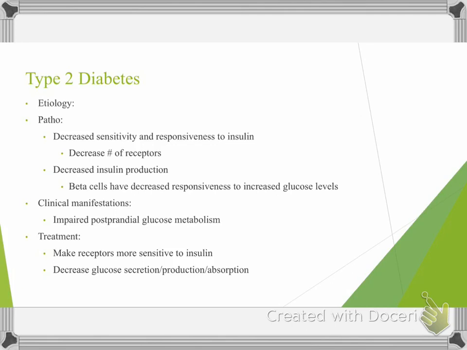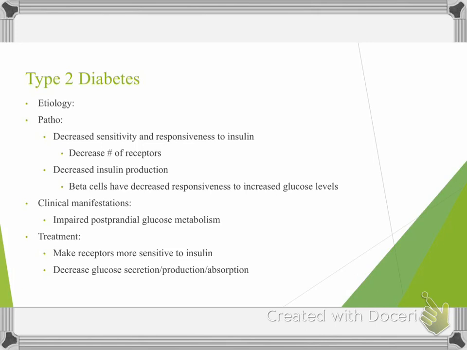Type 2 diabetes etiology, they're unsure, but there is an increased risk with obesity and with a family history. The pathophysiology, you have decreased sensitivity and responsiveness to the insulin, which leads to a decreased number of receptors. Because of the decreased responsiveness, the body thinks it doesn't need the receptors since they aren't being used. So this increases the amount of insulin hanging out in the blood, which then leads to decreased insulin production because the pancreas thinks there's enough there, so it doesn't need to produce anymore.